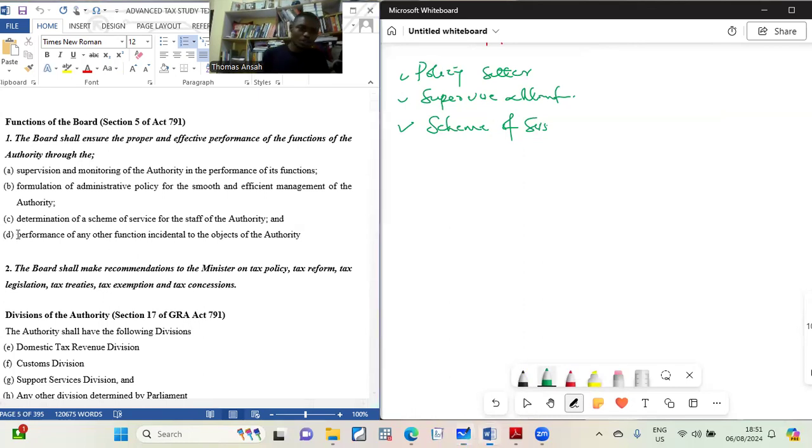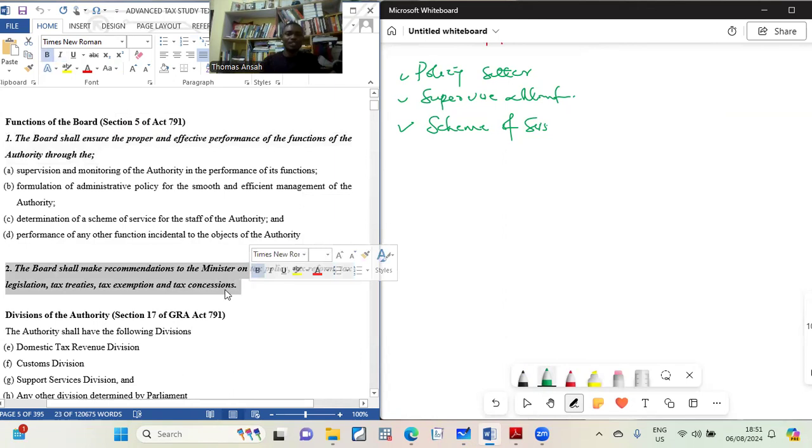Now, the law says that we should add performance of any other function incidental to the object of Ghana Revenue Authority. So that one is any other function. All right. So that is the first function of the board. They are supposed to ensure effective performance of the authority. And once they do, they make any recommendations to the minister. You know, GRA is under the Ministry of Finance.